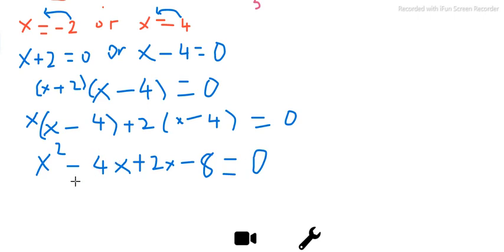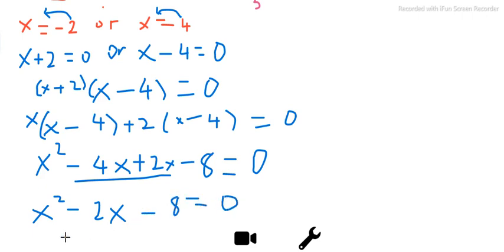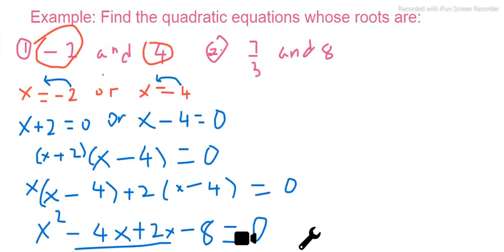Then -4x and 2x are like terms. -4x plus 2x, that's like -4 plus 2, which will give us -2. So this will give us x squared minus 2x minus 8 equals to 0. So this is the quadratic equation that is required. Do you understand that? Now let's take the second example here.